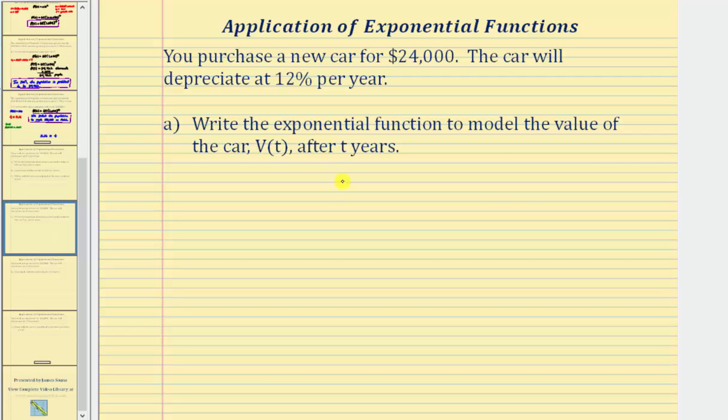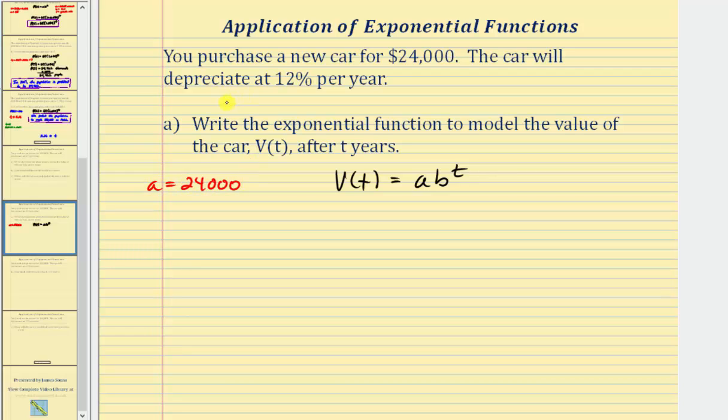Okay, so our function v of t is going to be in the form of a times b raised to the power of t. Remember from before, a is equal to the initial amount, and here we're just told that v of t is equal to the value of the car. So the starting value of the car is $24,000, so a equals 24,000.